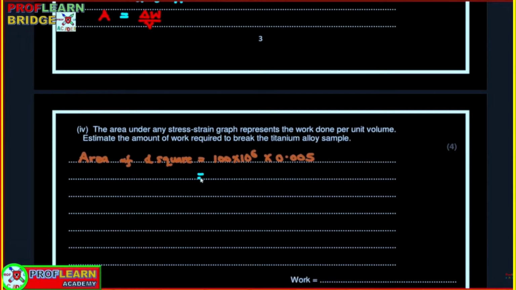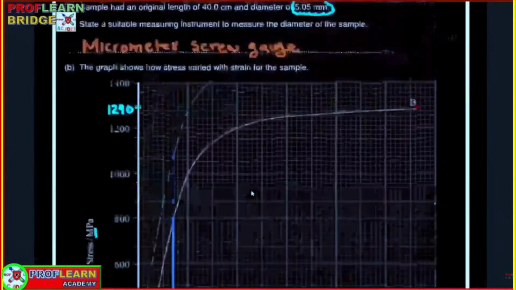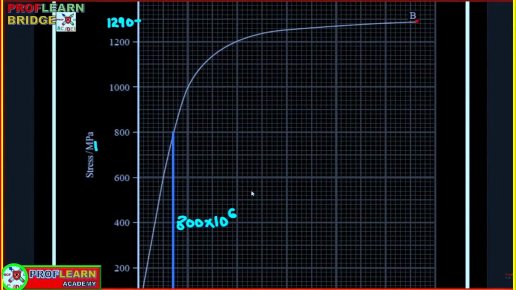So using the scale, the area of this big square is actually going to be 100 times 10 raised to the power 6 times 0.005, and then if you work it out, you're going to get 5.0 times 10 raised to the power 5. Then once you have the area of one square, you can now go back to this, because the breaking point is at B.